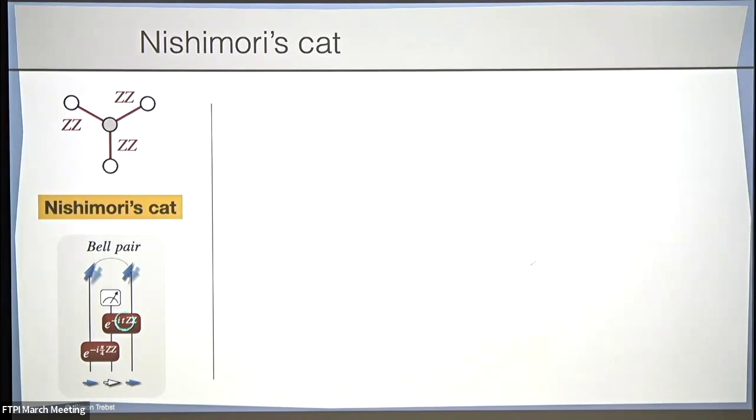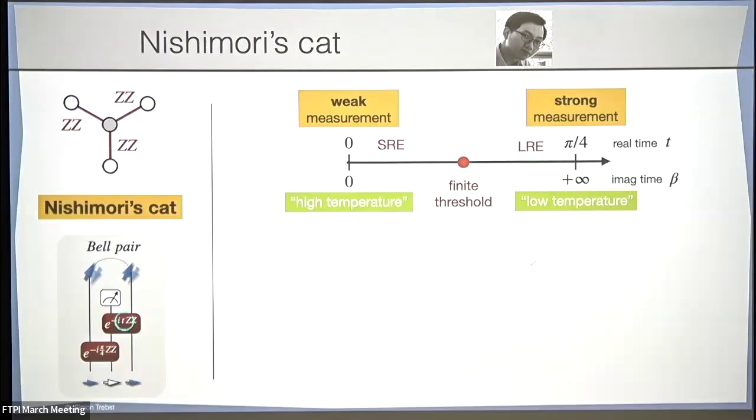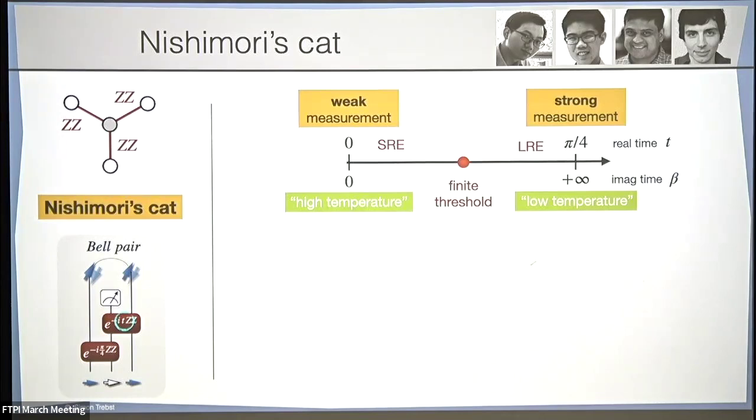And that parameter will allow me, as I tune it, to go between strong measurement, π/4 projective measurement, to weak measurement if t is small. Together with Guiyi, Nat, Ashwin, and Ruben, we looked at this problem, and the interesting thing is that as you go from strong projective measurement to weak measurement, there's a phase transition.